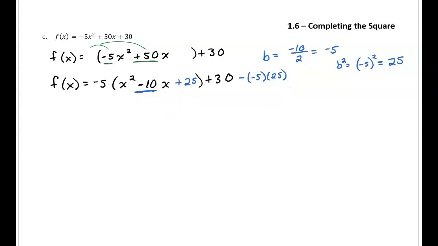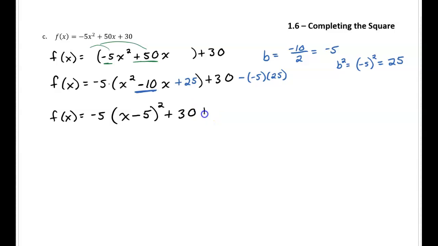So then, let's see what we have. F of x will equal negative 5 parentheses. If I'm ready to factor this, I can. I know my term starts with an x. It's going to be squared. It's always that b value that we get after dividing by 2. So in this case, it's a minus 5. Careful with that minus. It does go along with our notation. I'm going to need a little extra work over here, so I'm going to put an extra step. I'm going to put the 30, and then let's calculate this.